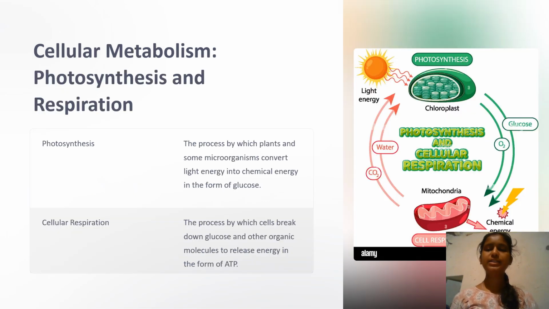Cellular metabolism involves photosynthesis and respiration. When we come to photosynthesis, it is the process by which plants and some microorganisms convert light energy into chemical energy in the form of glucose. And next is cellular respiration, the process by which cells break down glucose and other organic molecules to release energy in the form of ATP.